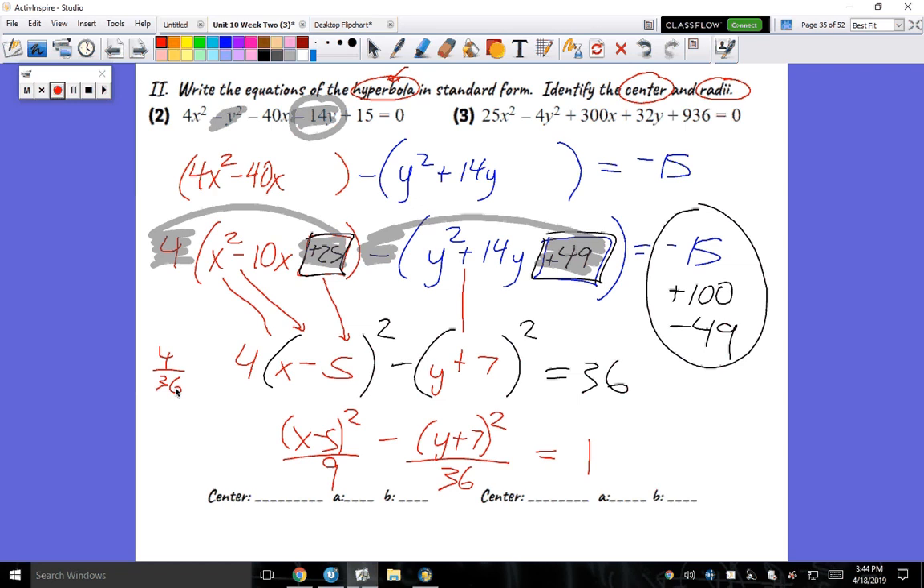What's your center? 5, negative 7. What's your a? 3. What's your b? 6. That's it.